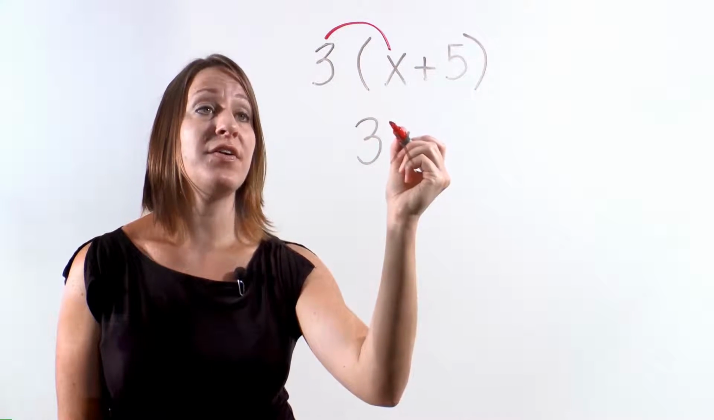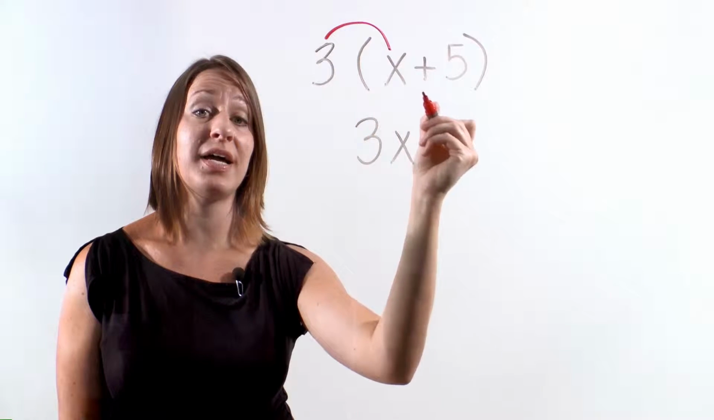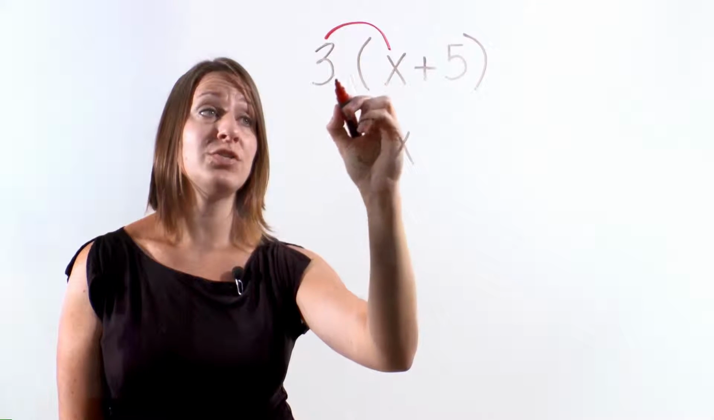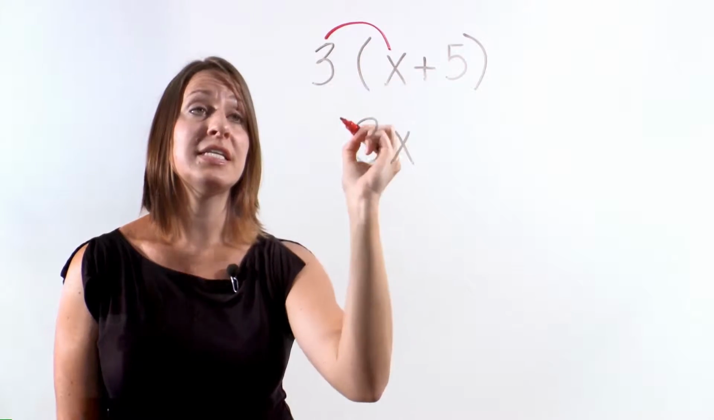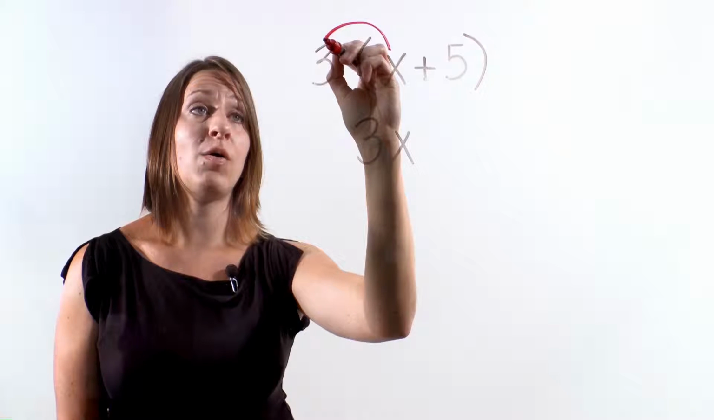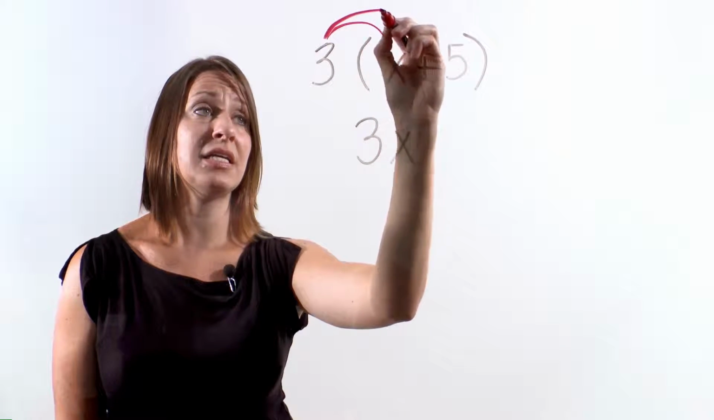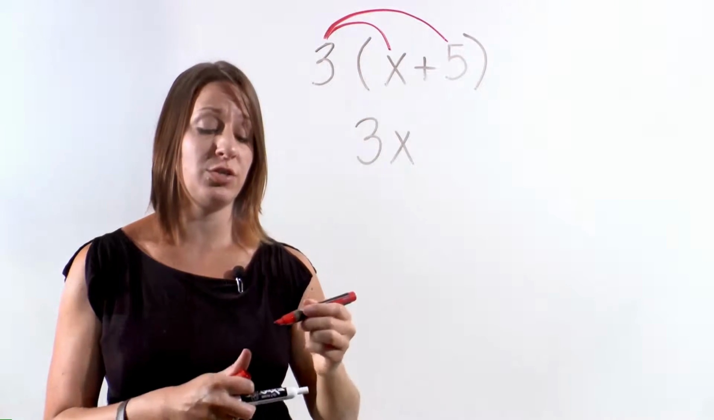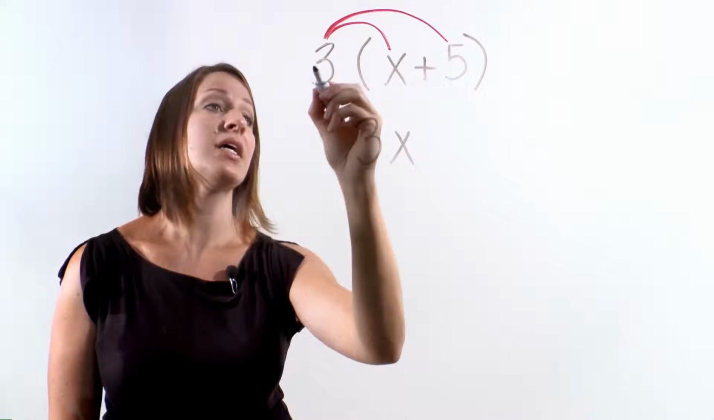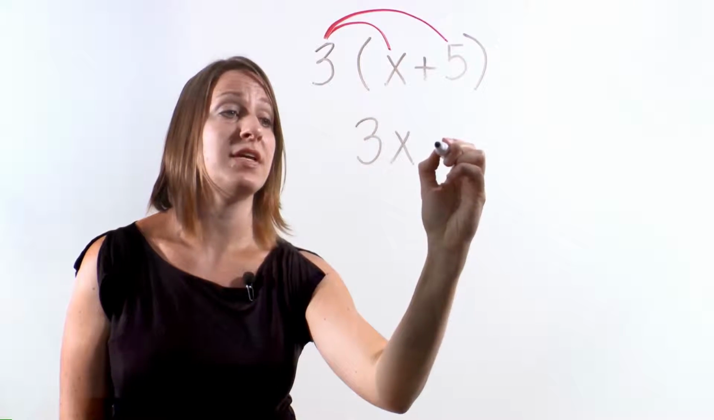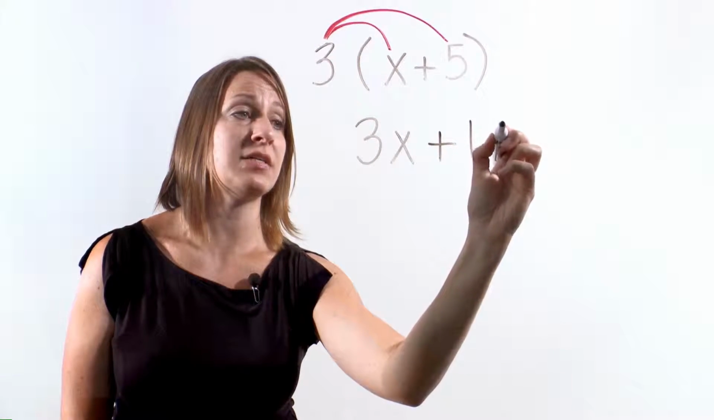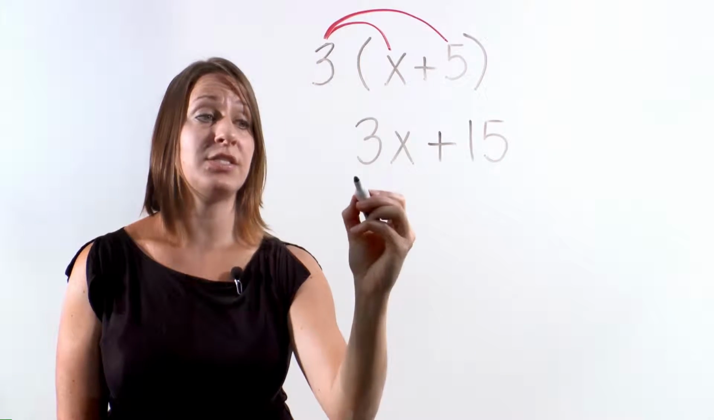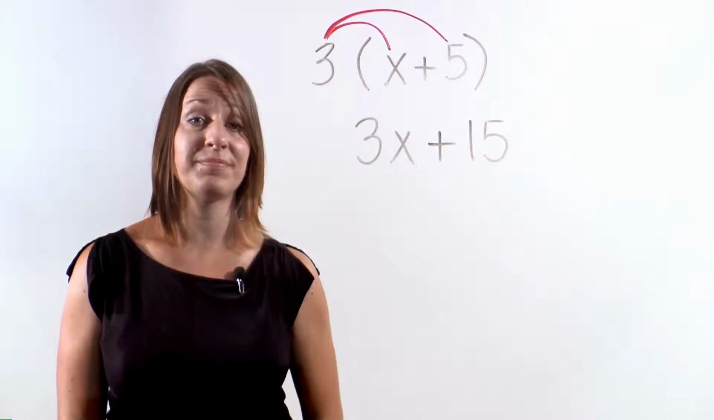Okay, next, it's very important that you remember that you're multiplying this monomial to a binomial. So we also need to consider this positive 5. Some people find it helpful to draw a second line just to remind them that they're also doing a second multiplication problem. 3 times positive 5 is a positive 15. So the answer to this multiplication problem is 3x plus 15.